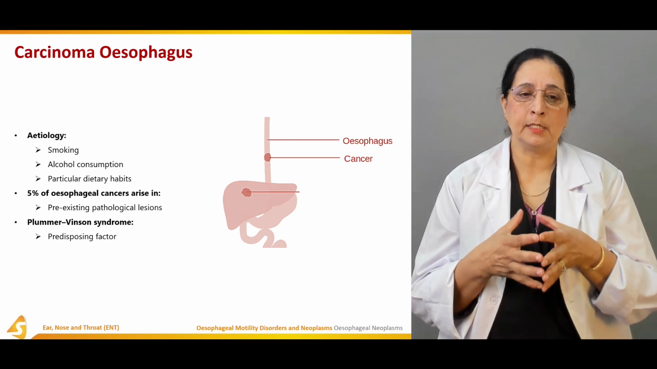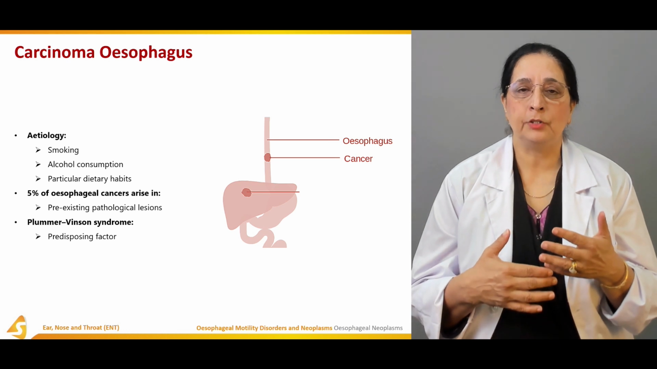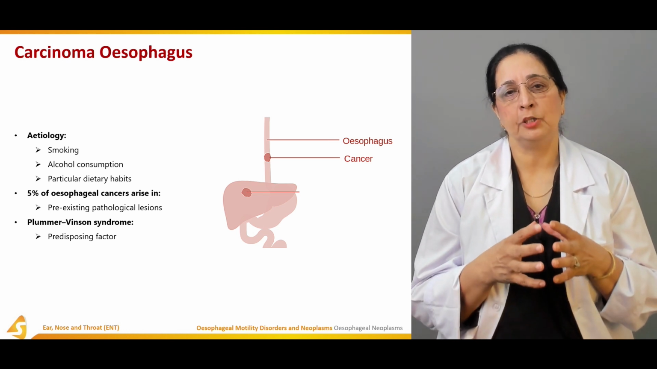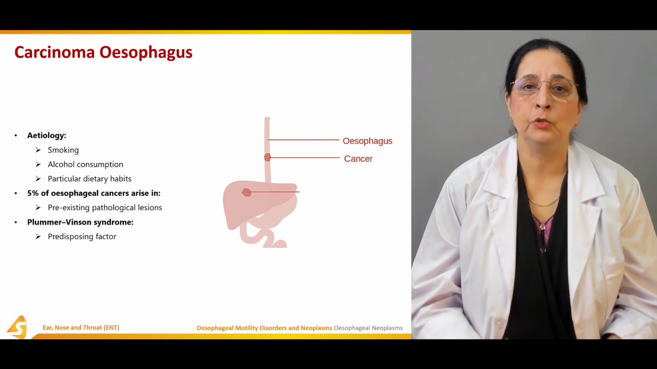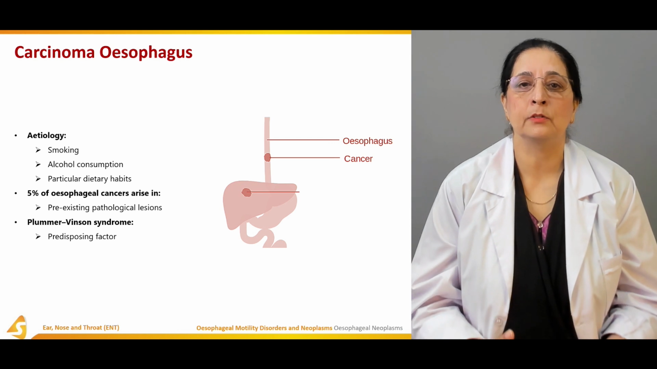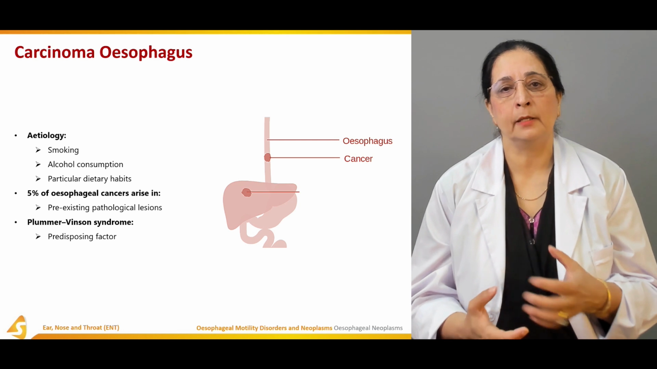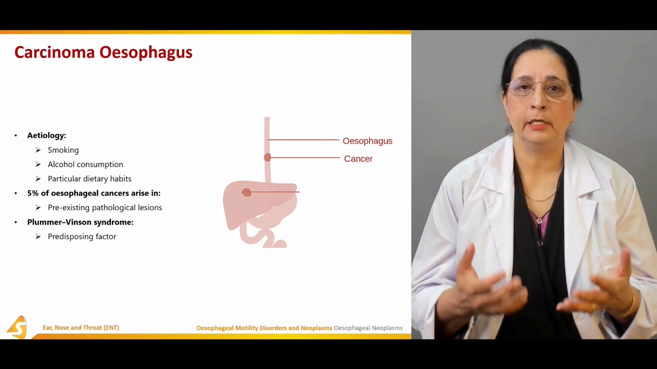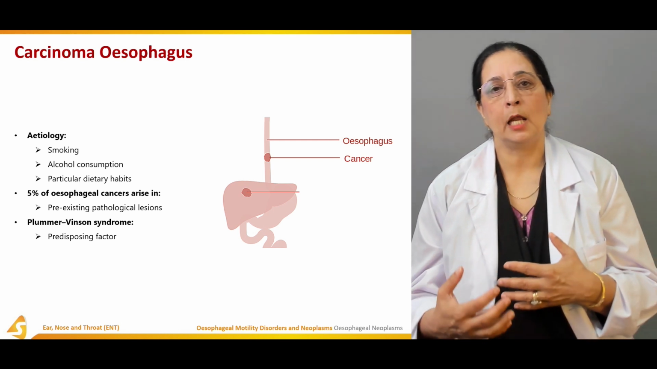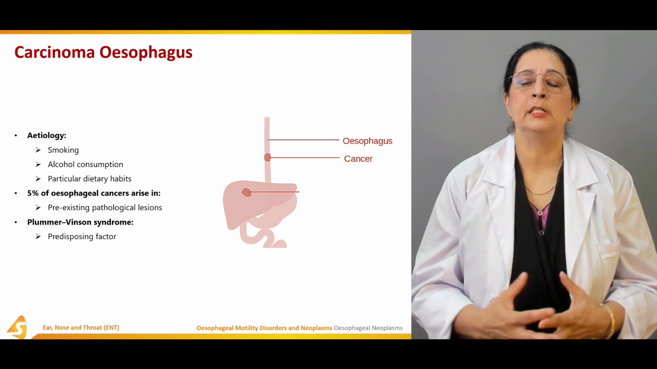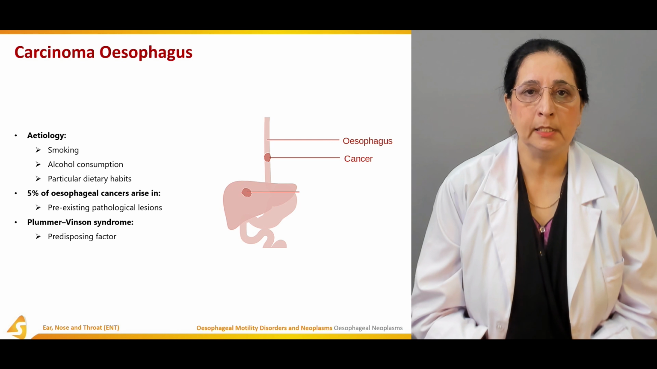So about 5% of the cases are in conditions which already have esophageal pathology, like patients who have gastroesophageal reflux disease, which can lead to stricture formation that can also cause the carcinoma. Then we mentioned some cardiac conditions that can cause hypomotility, hypermotility. Any predisposing pathological condition can cause carcinoma of the esophagus.